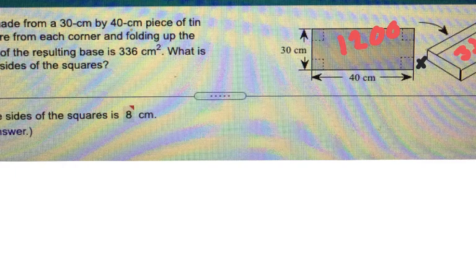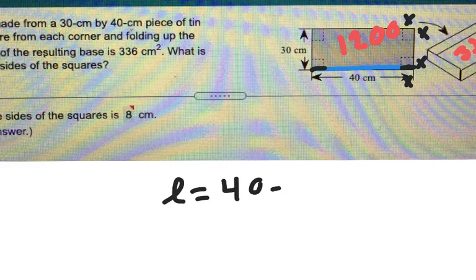Okay, so again, we don't know how much we cut out of the corner, but we know that every one of these values is going to be x, and x, and x. So if you think about it, once I cut those x's out, what is the length going to be? Well, it used to be 40 total, but then I'm going to cut out an x here, and I'm going to cut out an x here. So the length is going to be 40 minus x minus x. So that's going to be 40 minus 2x.